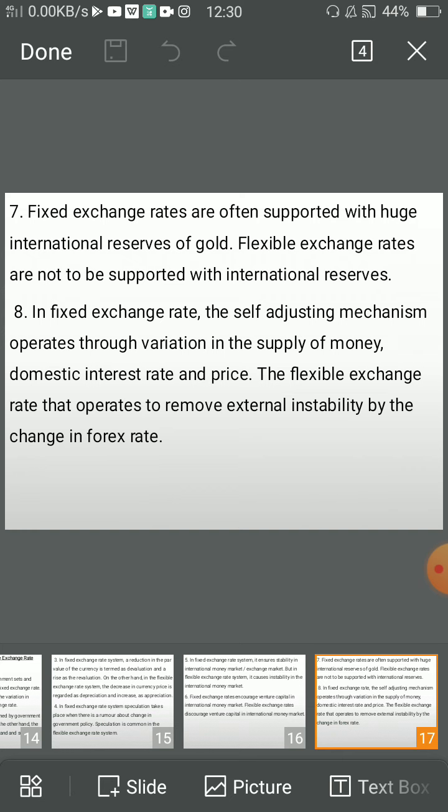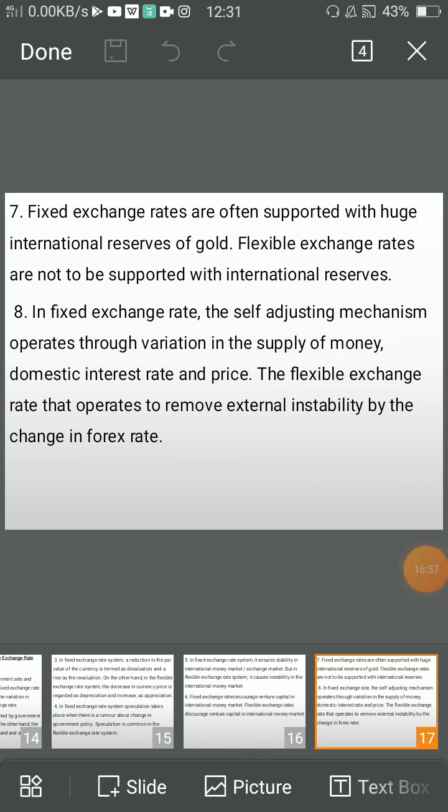In fixed exchange rate, the self-adjusting mechanism operates through variation in the supply of money, domestic interest rate and price. The flexible exchange rate operates to remove external instability by the change in forex rate or foreign exchange rate. In the flexible exchange rate, there is instability in the change in the foreign exchange rate.